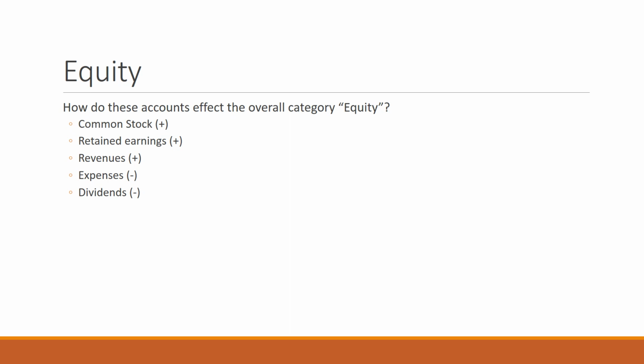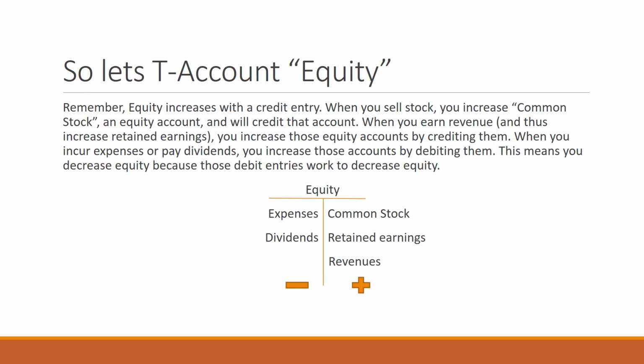Same with dividends. Dividends are a decrease in stockholders' equity, so they have a normal debit balance. Expenses decrease stockholders' equity, and they will have a normal debit balance. So let's first consider our equity accounts in our T account format.